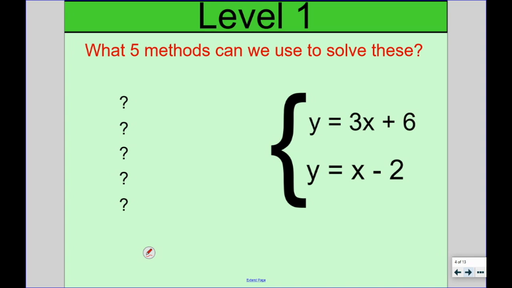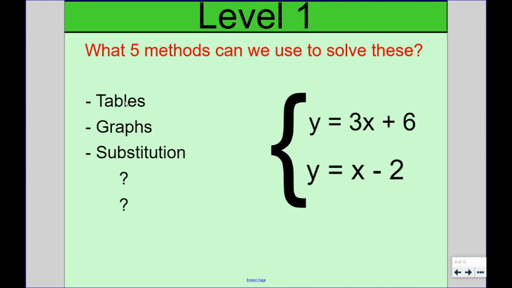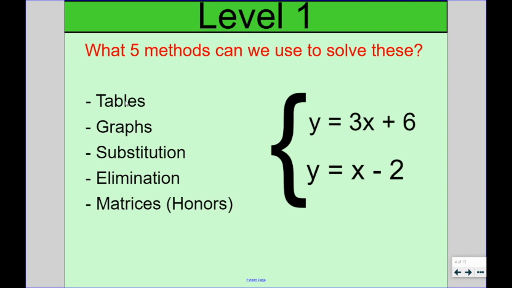There are 5 different methods that we can use to solve a system of equations. We've talked about a few of them. We can use tables, where we find out if there's a point that's the same on both tables. We can graph both equations and see where they cross. That's what our assignment was yesterday. Today we're going to start talking about substitution. Another way that we will still learn is elimination, and another method is matrices.